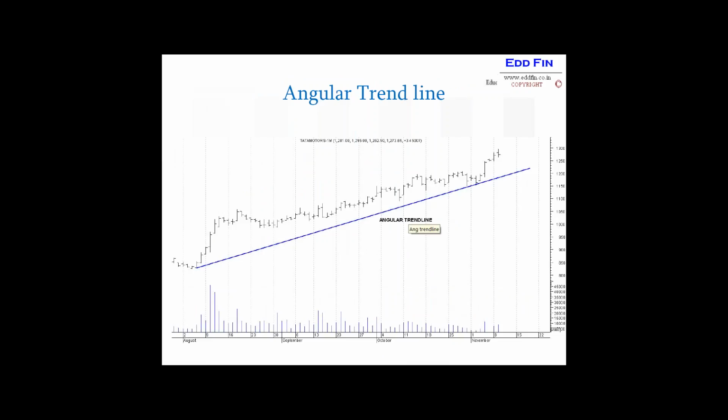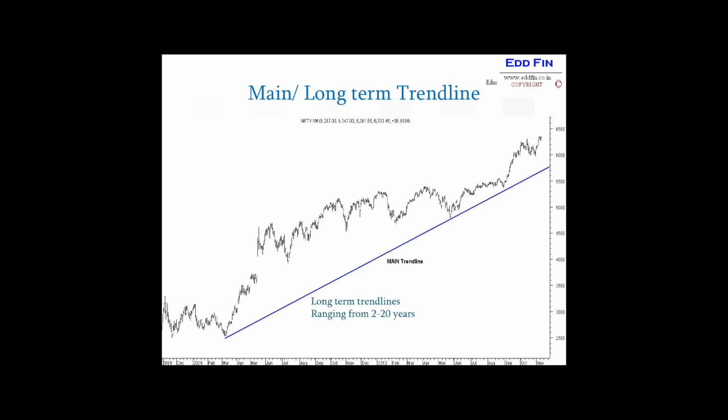Now this is an angular trend line. An angular trend line is always at a particular angle. It could be a rising trend line or it could be a falling trend line. So this is an angular trend line.